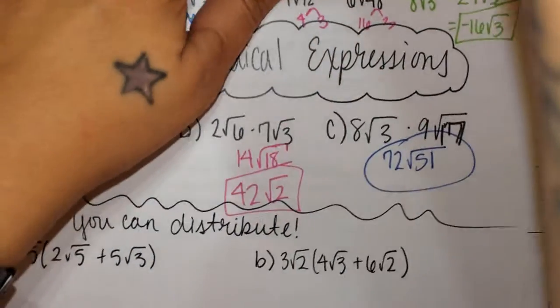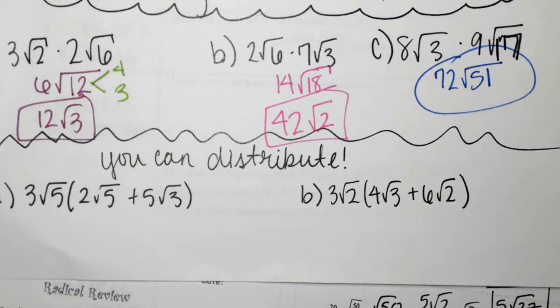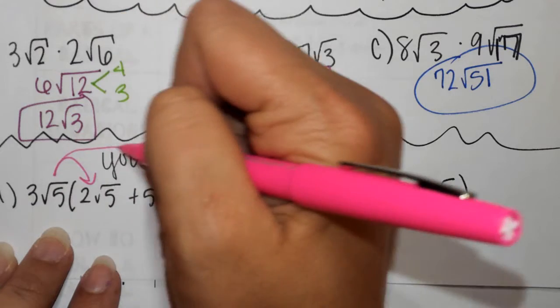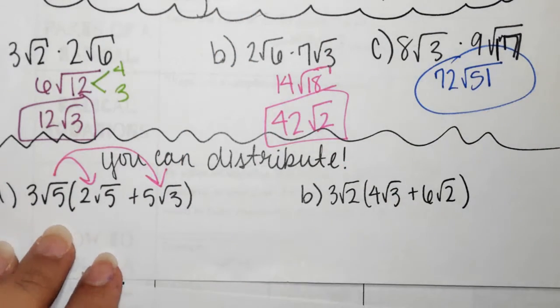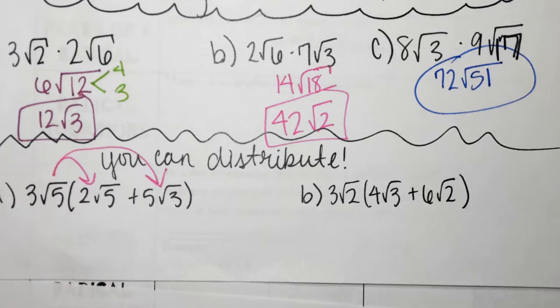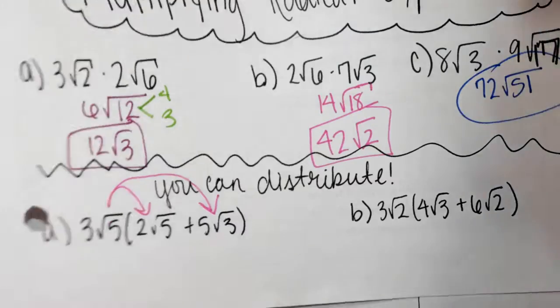Okay, so you distribute the same exact way. So we're going to multiply this 3 root 5 times the 2 root 5, and then we're going to multiply 3 root 5 times 5 root 3. Now, can we multiply the 3 outside the radical and the 5 under the radical? No, you cannot, but we can multiply what's on the outside and what's on the inside.